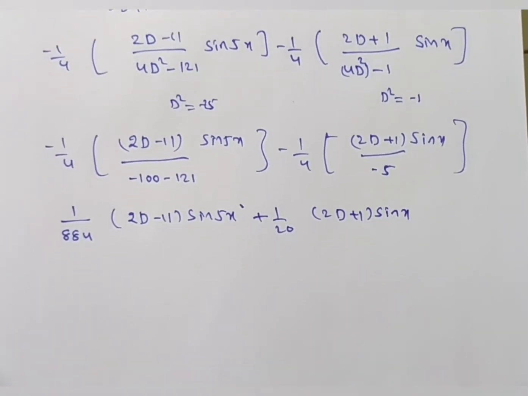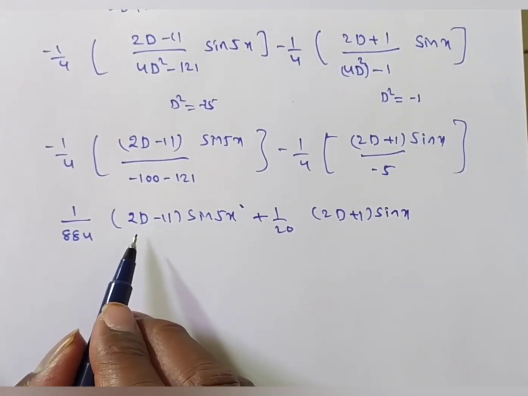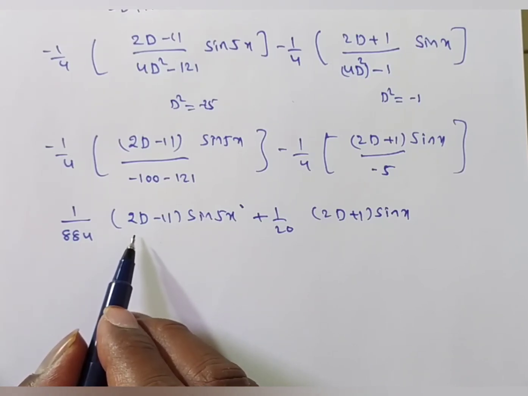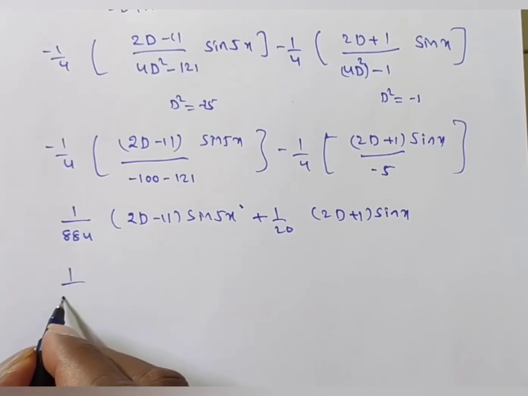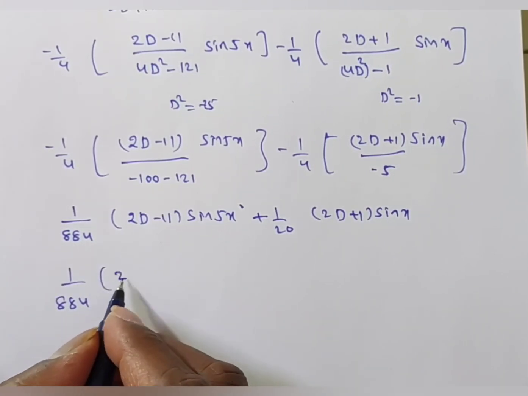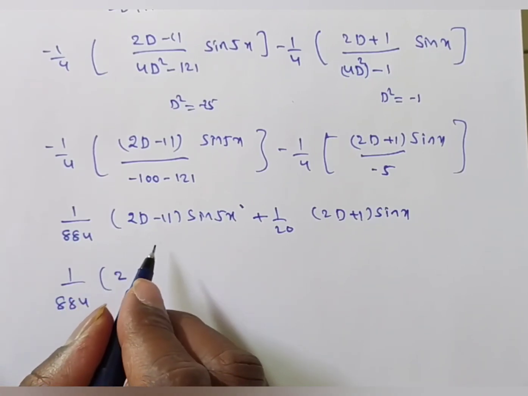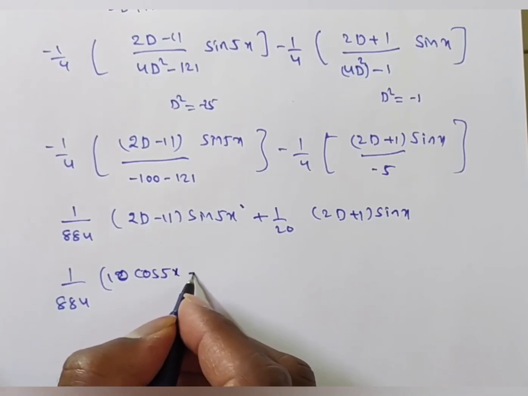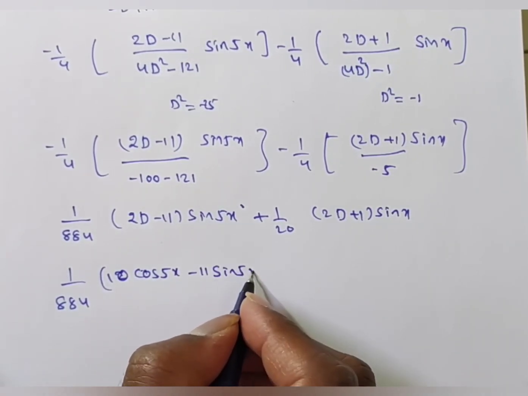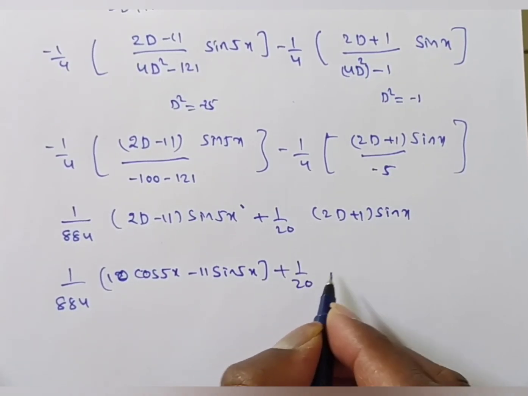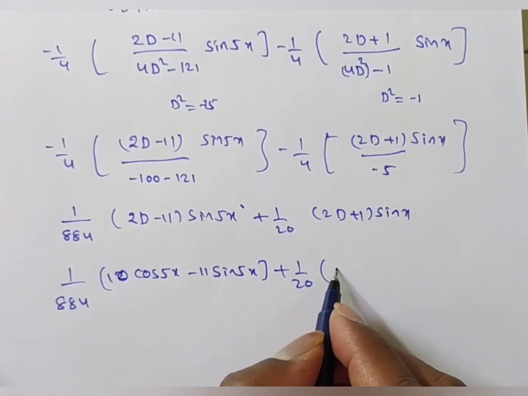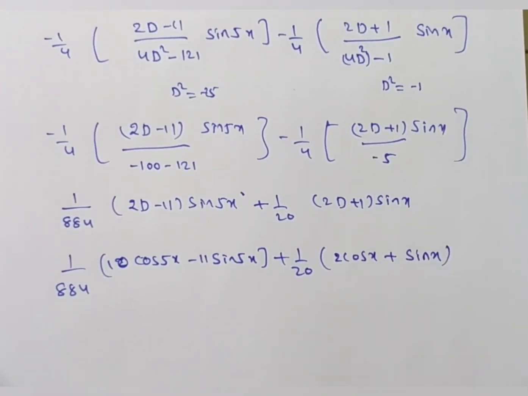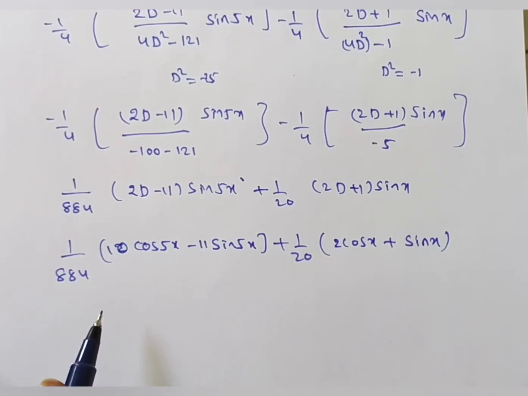Now what we have to do here: you no need to get a D square term, no need to do the rationalization, because whenever D is in the numerator, then directly we can do differentiation. So 1 by 884 times 2 into the derivative of sine 5x, which is nothing but 5 into cos 5x. So 5 times 2 is nothing but 10 cos 5x minus 11 sine 5x, plus 1 by 20 times 2 into the derivative of sine x, which is cos x. So 2 cos x plus sine x. That's it. So friends, this is the particular integral for the given problem.